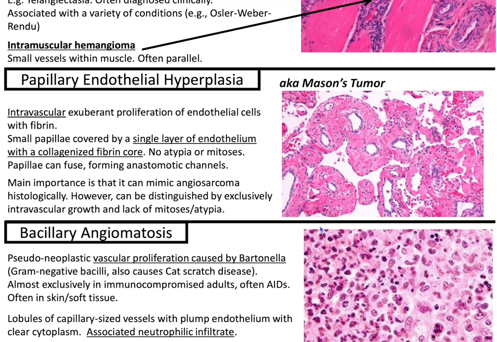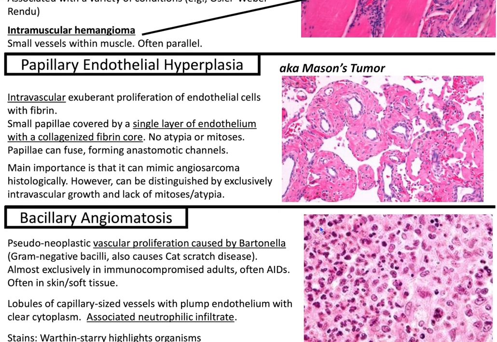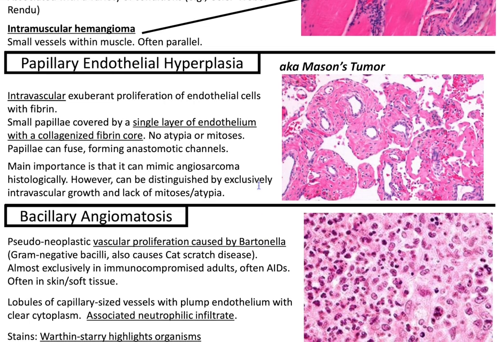It can mimic angiosarcoma, but how to distinguish them is that papillary endothelial hyperplasia, or your Masson's tumor, is exclusively intravascular growth. It's your endothelial cells kind of recanalizing the fibrin thrombi, and you'll have lack of mitoses or atypia.